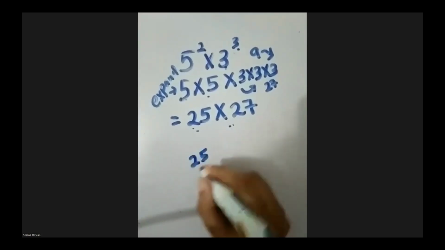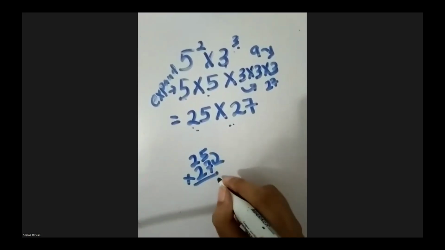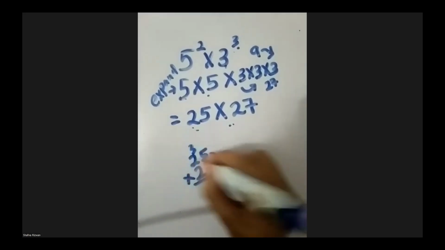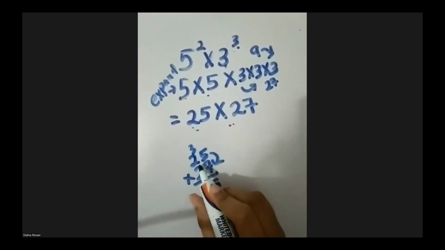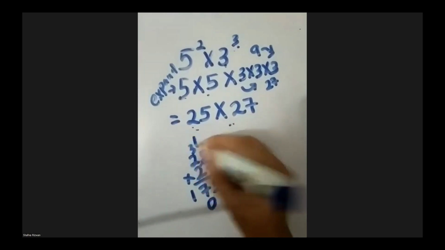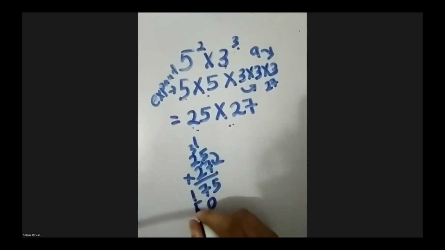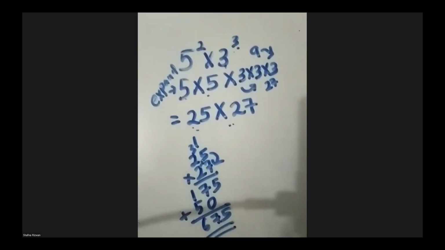Now here multiply these two together, 25 by 27. If you can't say it directly, you will do it like this method. 5 into 7 is how much? 35. 7 twos are how much? 14. 14 plus 3 is how much? 17. 5 twos are how much? 10. 2 twos are how much? 4. 4 plus 1 is 5. Now add all of this. 5 here, 7. 5 plus 1 is 6.